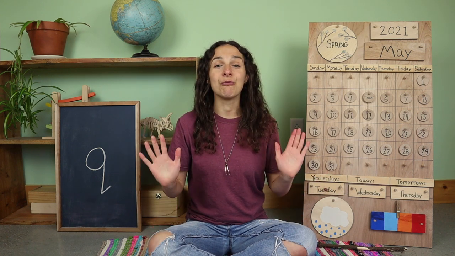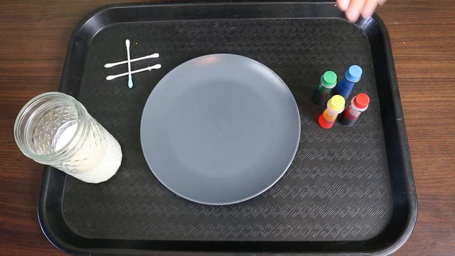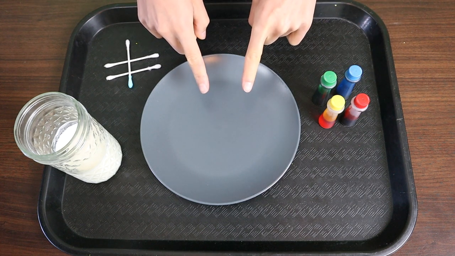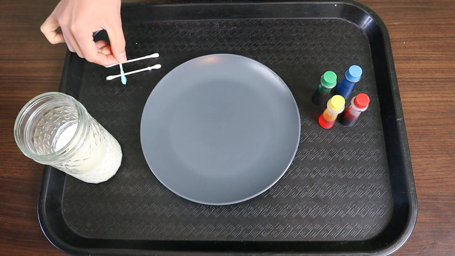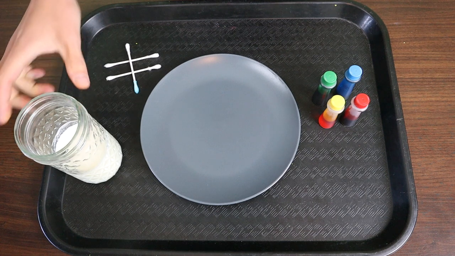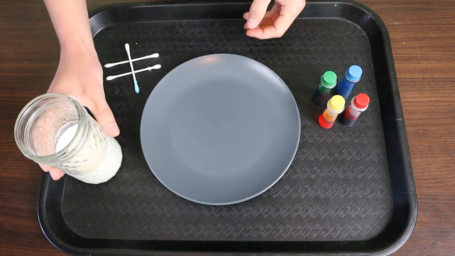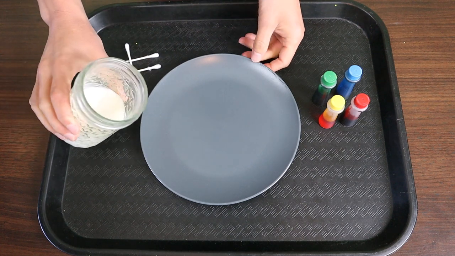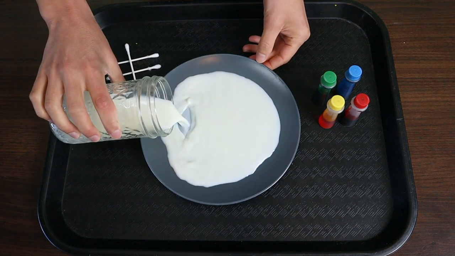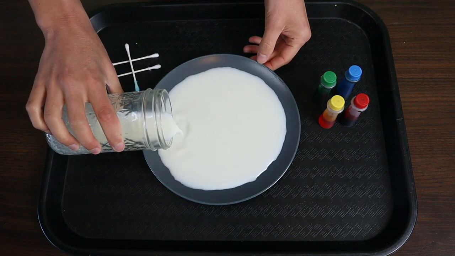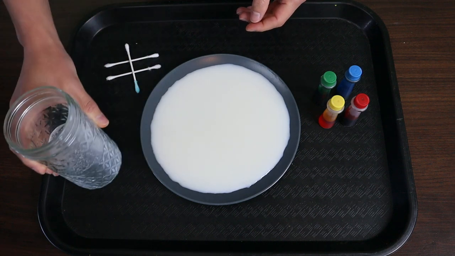For today's work, I have a really fun jumping experiment for you. Let's go see. For today's work, you will need some food coloring, a plate or a bowl, some Q-tips dipped in dish soap, and some milk. We are going to do a really fun color jumping experiment. So let's start off by taking the glass of milk, and we're going to pour it onto the plate like this. I don't want to pour too much because I don't want it to overflow, but enough to fill up the plate. That was definitely the perfect amount.